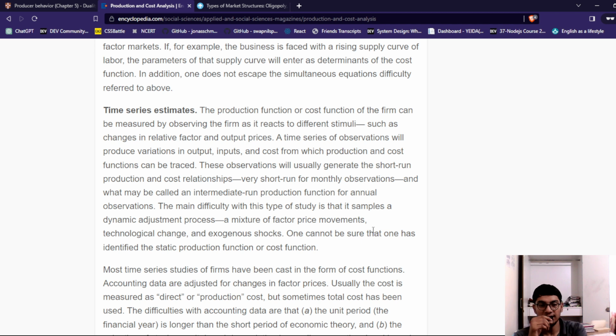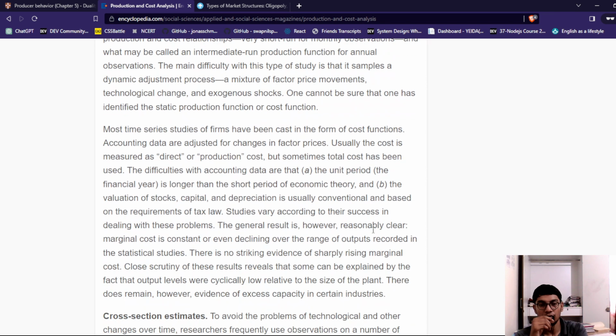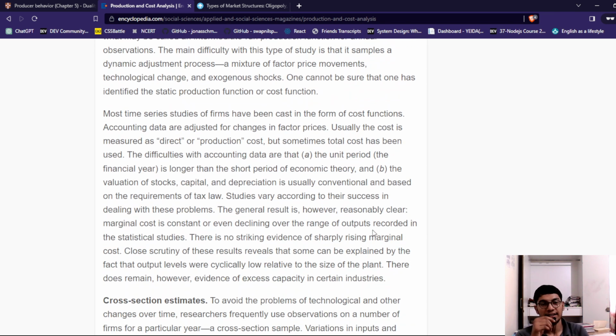Most time series studies of firms have concentrated on the form of the cost function. Accounting data are adjusted for some effects, usually the cost of management or direct labor cost, but sometimes total cost has been used. The difficulty for accounting data and the unit price is longer than a short run. Anyway, the valuation of the capital stock and depreciation is usually conventional and based on the requirements of tax law.